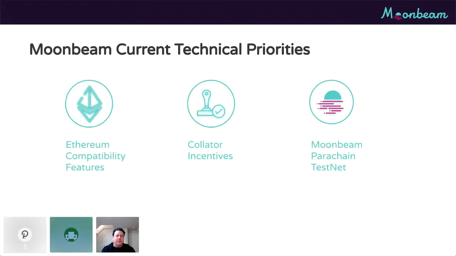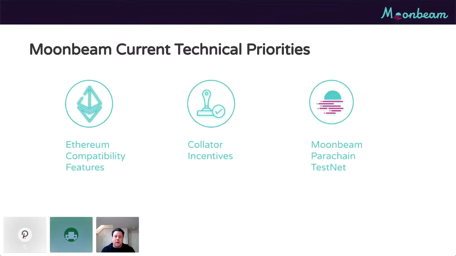And just in terms of what we're working on now, we are wrapping up some of the work on the Web3 RPC endpoints as part of the Ethereum compatibility feature set. We are just finishing a grant that we received from the Web3 Foundation to work on those. We are also working on our collator incentive scheme that will be part of us running as a parachain initially on Kusama, but then also on the Polkadot network.